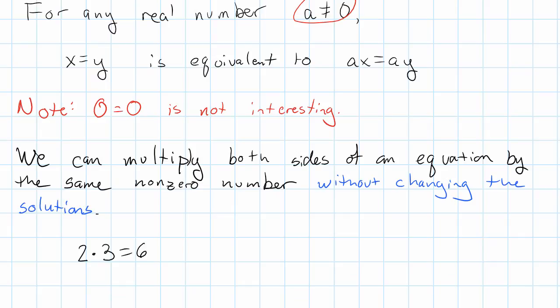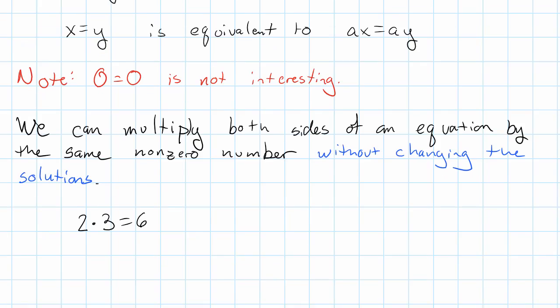Now, we know that 2 times 3 equals 6, just no matter what. We can multiply both sides of this by the same non-zero number, say -4, and we see -4 times 2 times 3 is equal to -4 times 6. Okay, that's not very interesting.